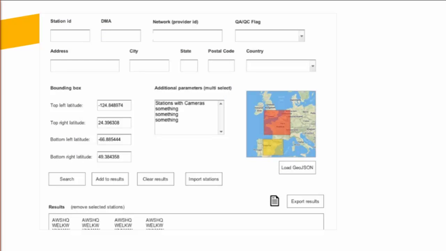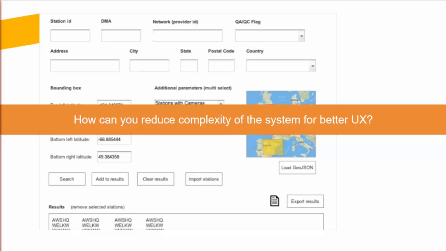So why are some interfaces harder to use than others? The simple answer: interfaces that have lots of controls slow down the user performing his or her task. These interfaces are harder to understand and interact with. But the true question is, how do you reduce the complexity of the system for better UX?